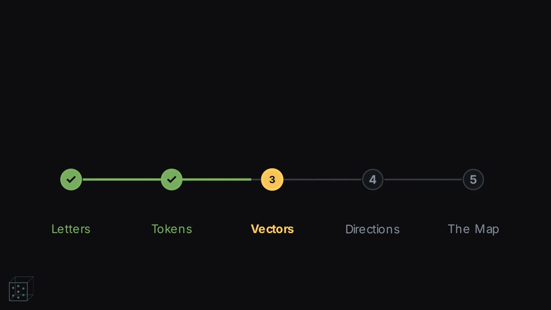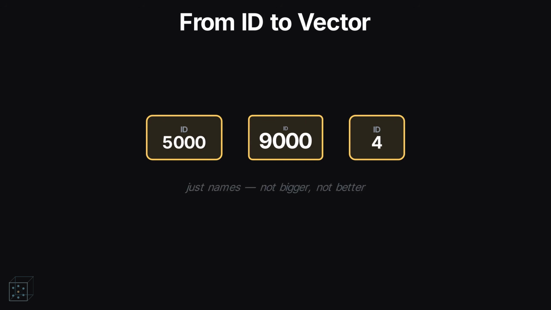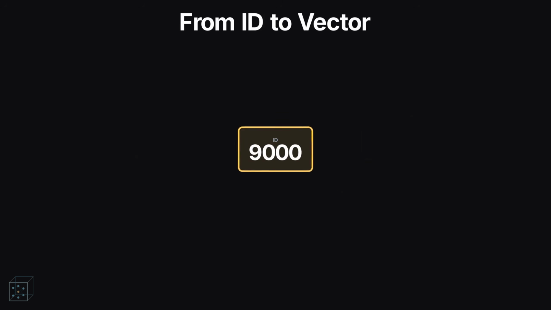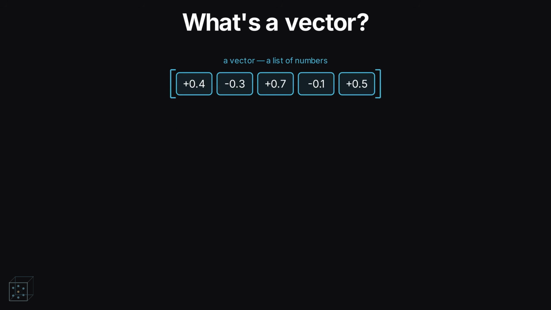Part 3. Embeddings, giving each token a place to live. An ID number is a label, not a meaning. Token 5000 isn't bigger or better than token 4, they're just names. So we trade each ID for something far richer, a vector. What's a vector? It's just a list of numbers, and a list of numbers is a point in space.